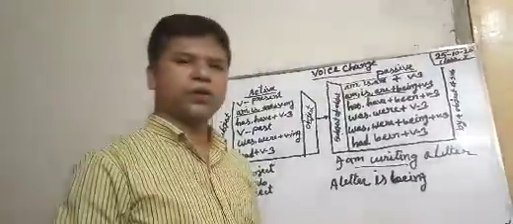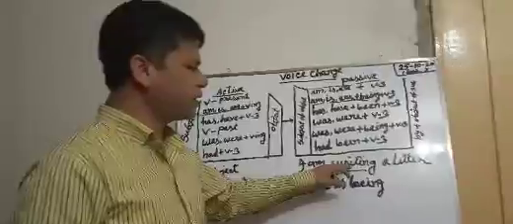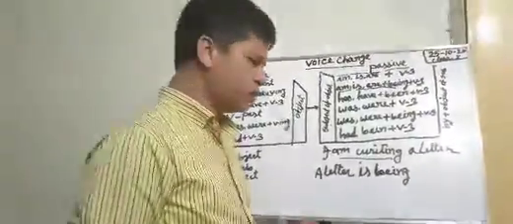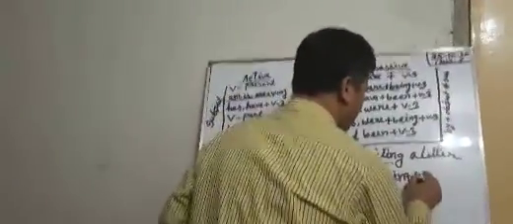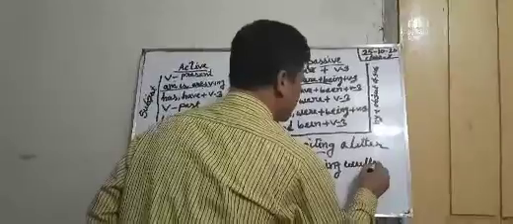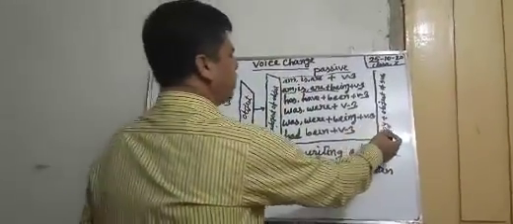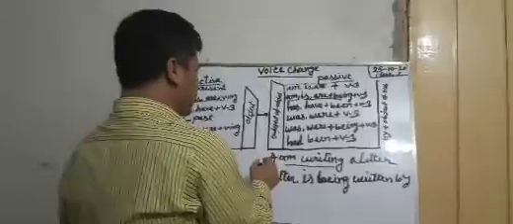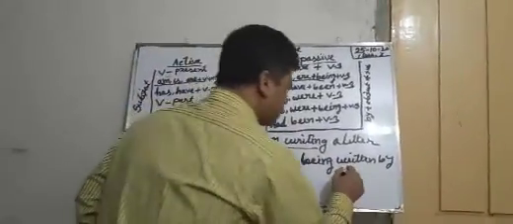Always you have to use verb number 3 in the passive form. What will be the verb number 3? Write, as you have learned earlier. Write is written. It is written. Then by. Then the object of the subject. What will be the object of I? The object of I is me.